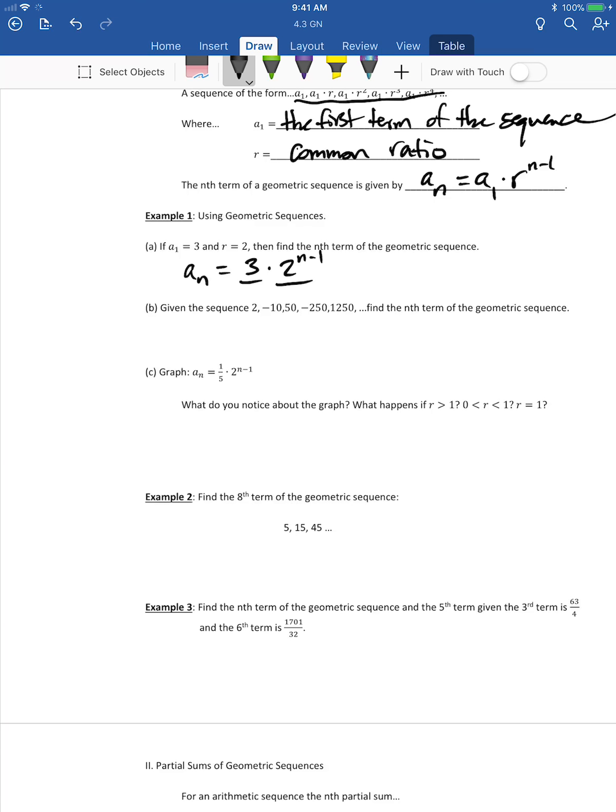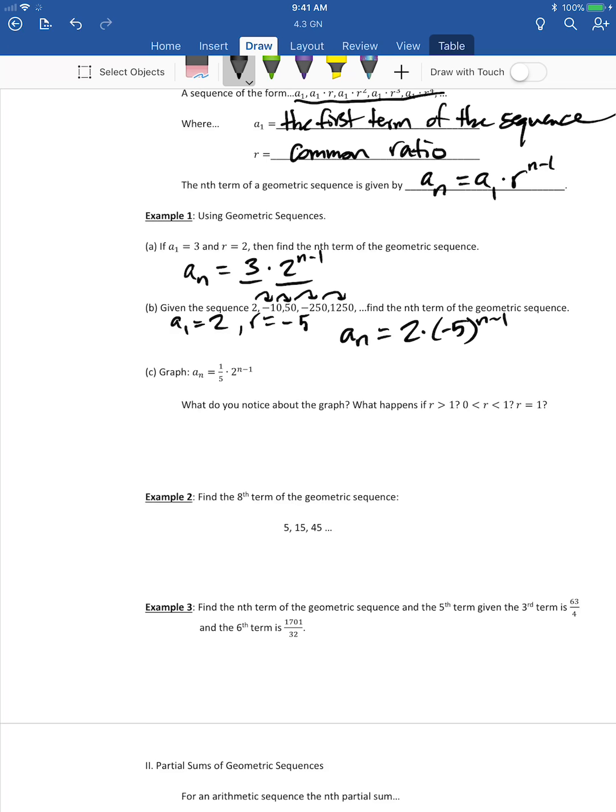All right. Next question. Given a sequence, find the nth term of the geometric sequence. Well, my first term is 2. And then what am I multiplying by to get the next term? I'm multiplying by negative 5. So r equals negative 5. That means a sub n equals 2 times negative 5 to the n minus 1 power. And again, I cannot simplify this, so do not even try. Leave it this way.